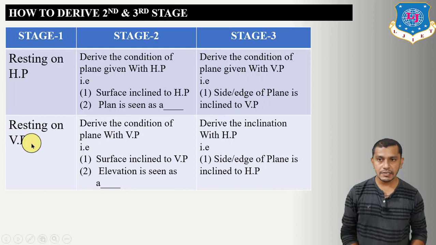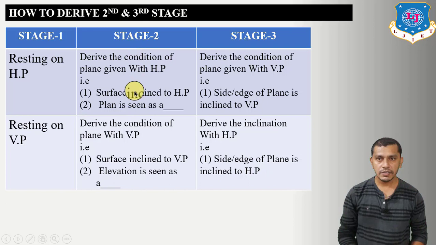And if the plane is resting on the vertical plane, in the second stage we have to derive the condition of the plane with the vertical plane, that is surface inclined to the vertical plane, or sometimes it is also given that elevation is seen as a blank. And then in the third stage we have to derive the inclination with the horizontal plane, that is side edge of the plane inclined to the horizontal plane.